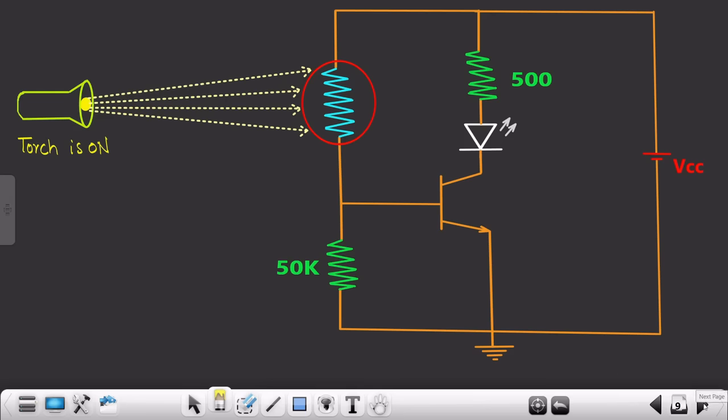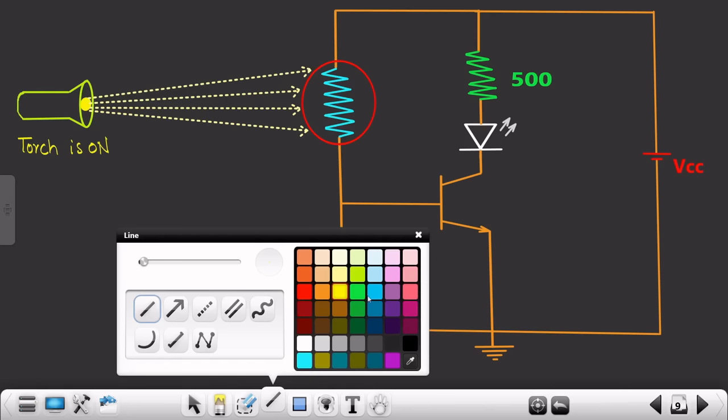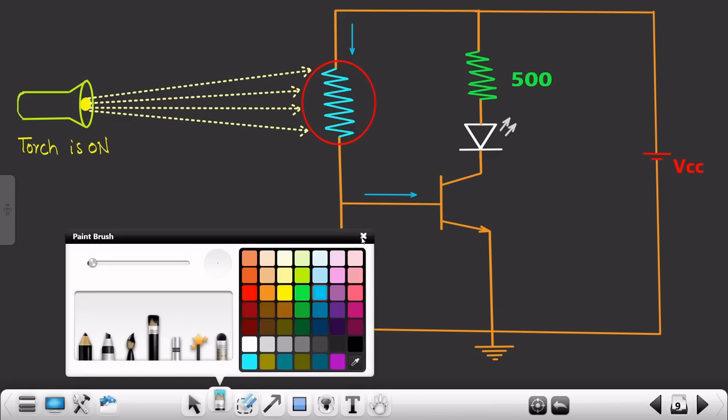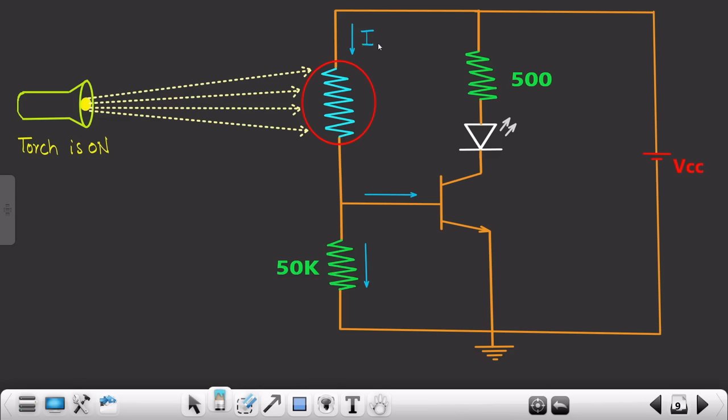So now what is going to happen? Again, we will take the current into account over here. Let's suppose this is the current I1, this is current IB, and this is current I2. Great. And you all know that I1 is equivalent to IB plus I2.